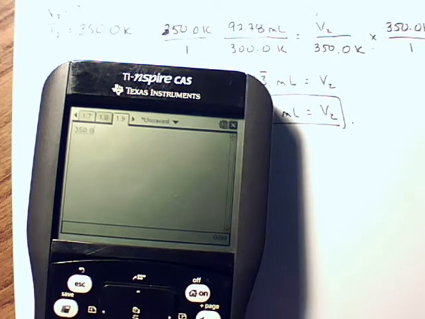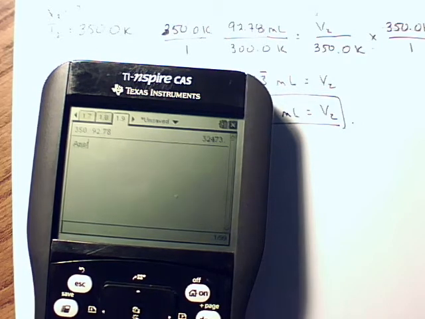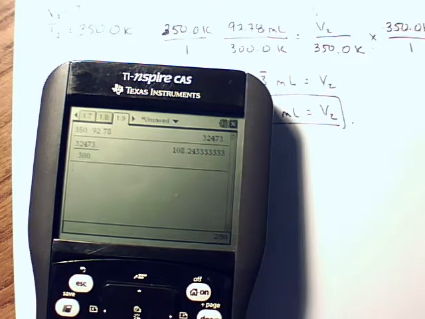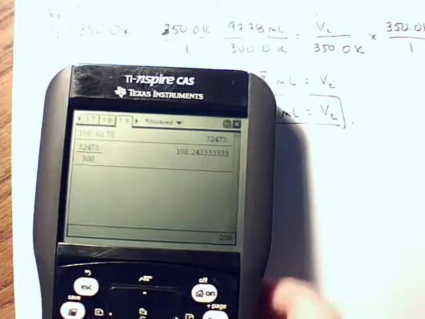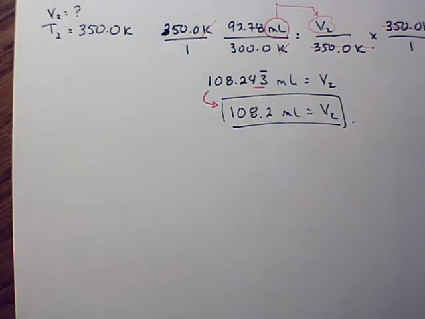All right, so I get 350.0 times 92.78, enter, divided by 300.0. I can't get that. Because I'll tell you what, I don't want to know what you did wrong. I want you to do it my way, because my way gets it right.